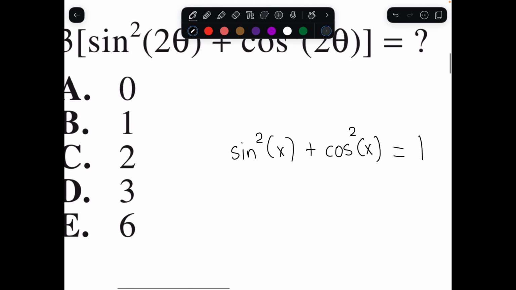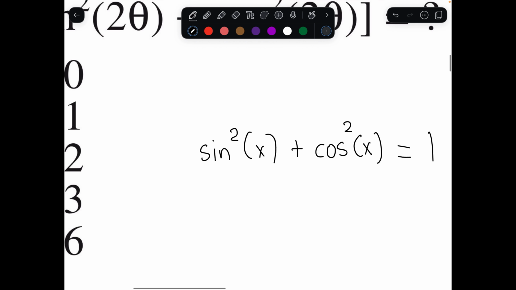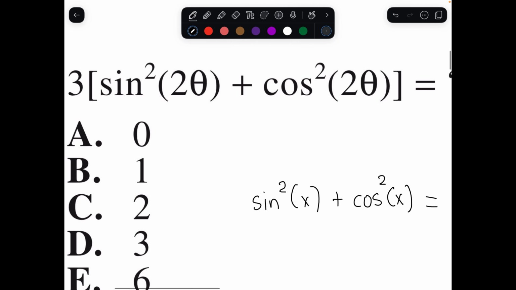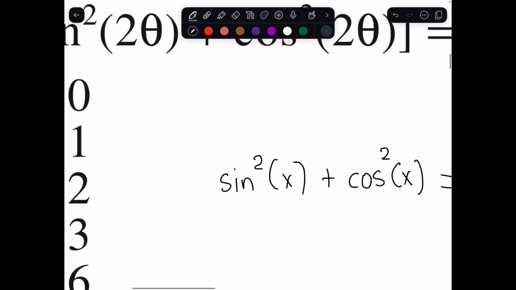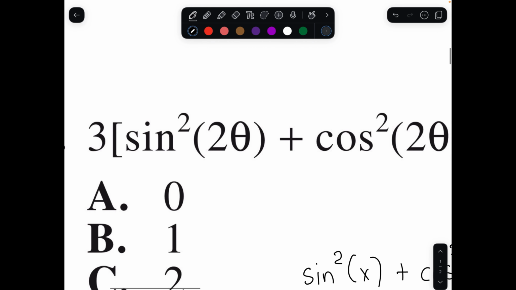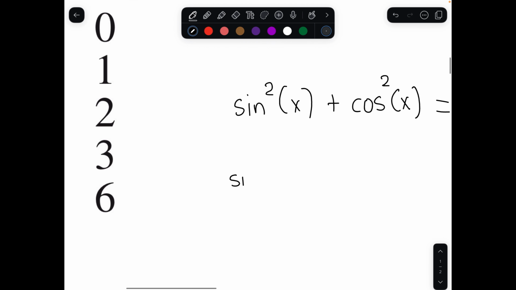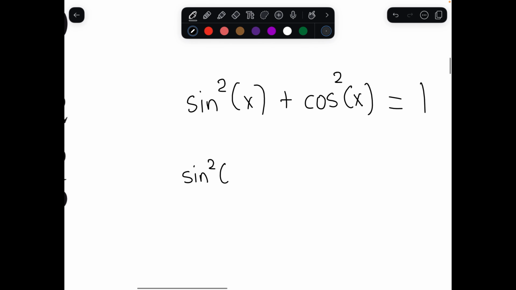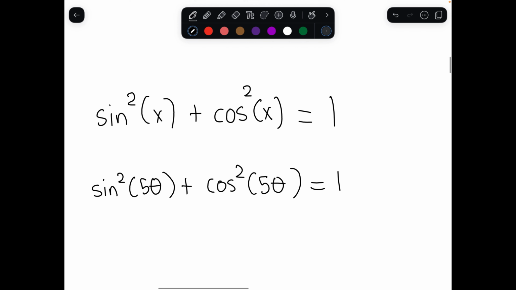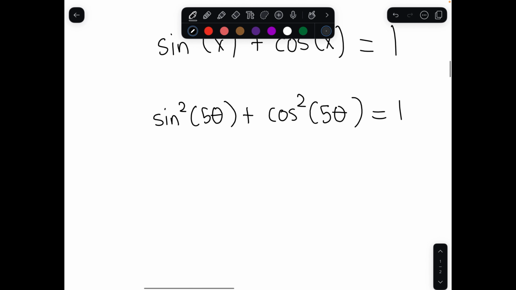Well, what this basically means is that in this case, x, which is your theta, right? In this case, x is 2 theta. This would hold true if it was sine 5 theta squared plus cos 5 theta squared equals 1. This is also equal to 1.